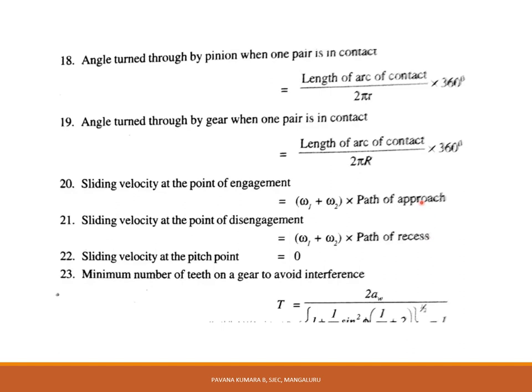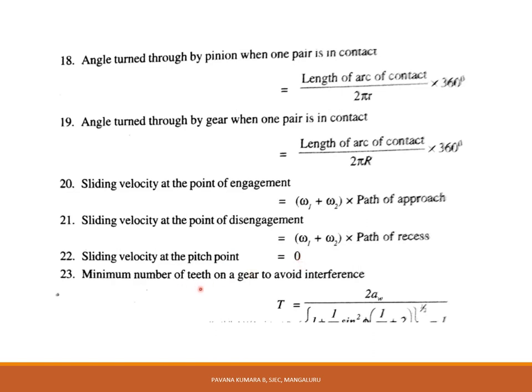Second half portion. This is first half portion. This is second half portion. This is disengagement. This is engagement. Next, sliding velocity at the pitch point. At pitch point, why? Because the gear as well as the pinion are in contact, so there is no sliding velocity, just a contact point. So it is written as 0.